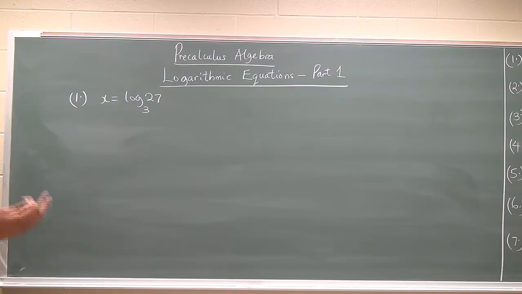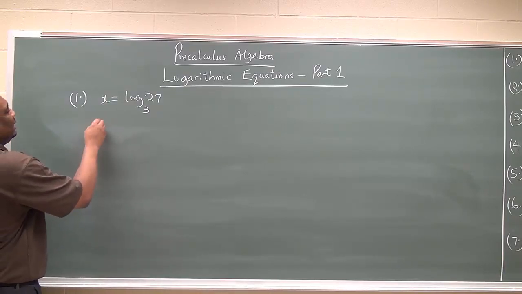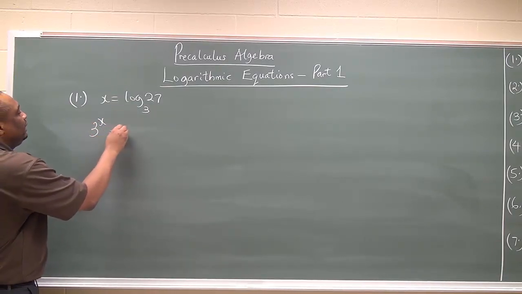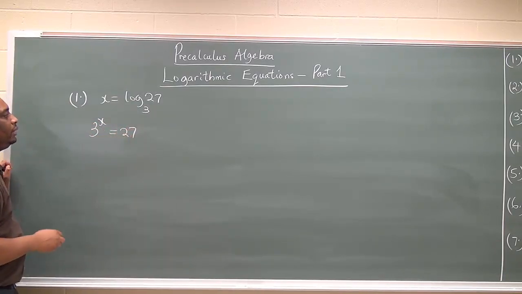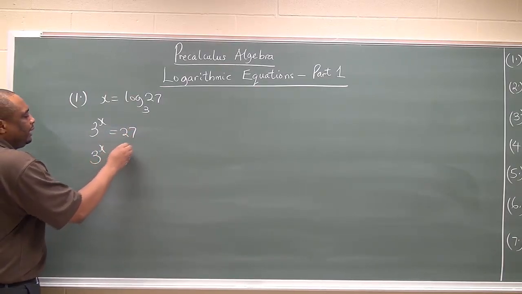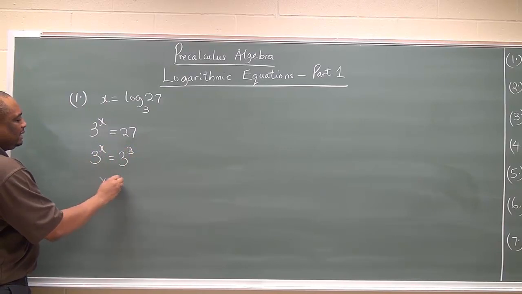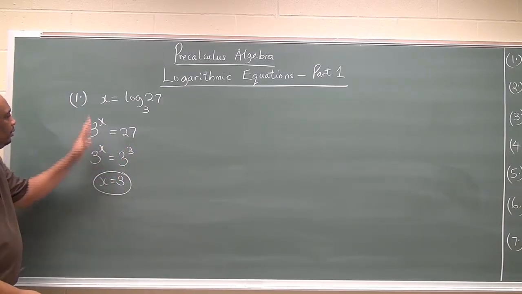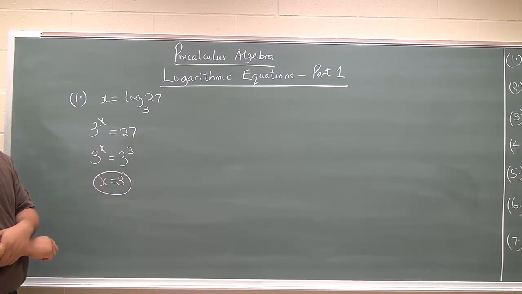So if we use the relationship between logarithms and exponents, we now see that 3 exponent x will be 27. So this means that 3 exponent x is equal to 3 cubed, and then x is equal to 3. So we now have that our x is equal to 3.